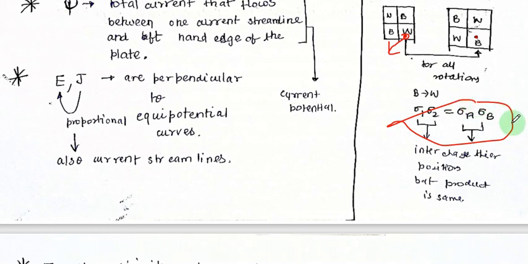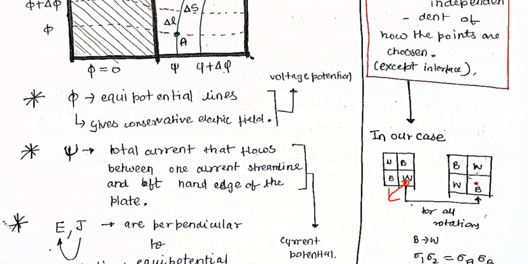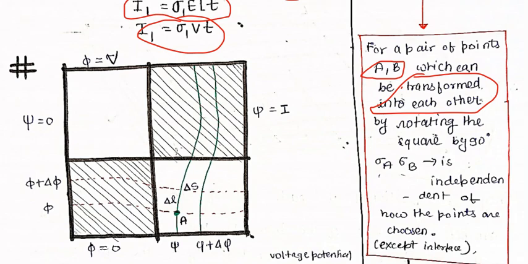Okay, so this is the condition actually. This is the condition, and let us discuss the condition more precisely. Here, first let us see a 2 cross 2 square and the current streamlines and the equipotential lines that can be plotted here.